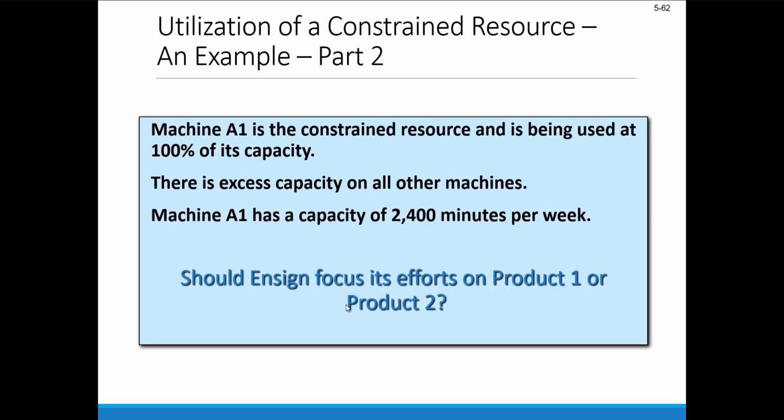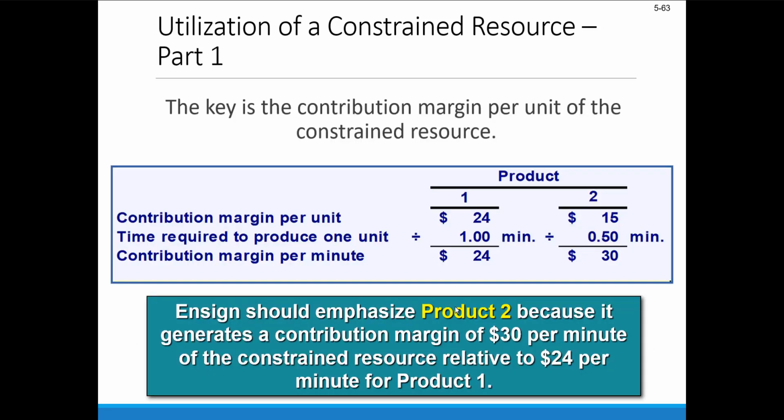So the question is, should Ensign focus its efforts on product 1 or product 2? So the key then is which product generates higher CM per unit of that constrained resource. In this case, per minute of that processing time on A1. Now, product 1 generated CM per unit of $24, but took a full minute to process each unit on A1, so its CM per minute is $24. Product 2 generated CM of $15 per unit, but took just a half a minute to process, so it can generate $30 in CM per minute.